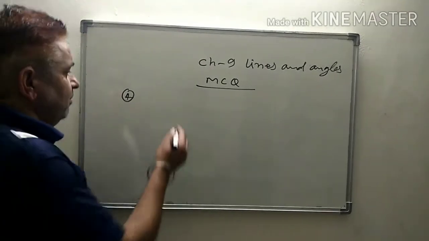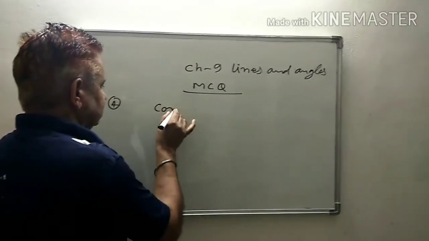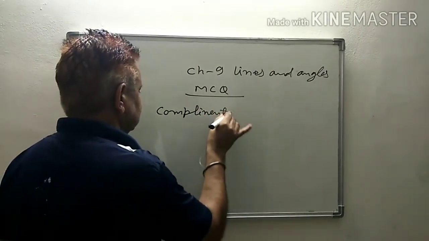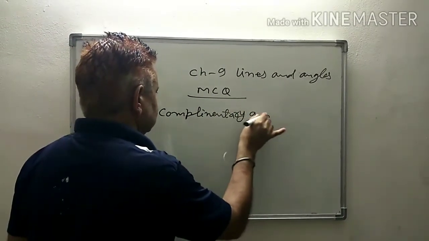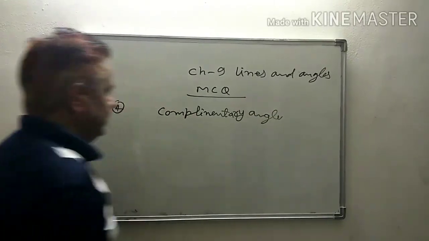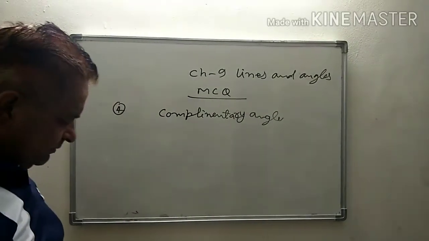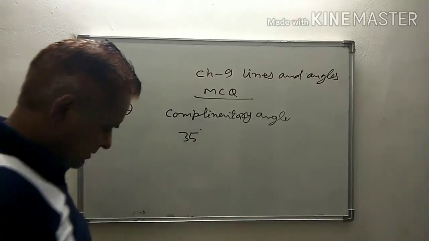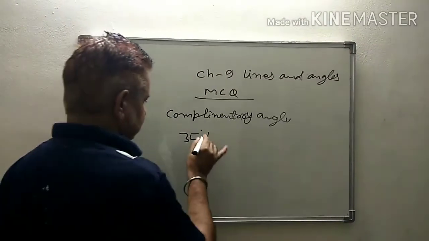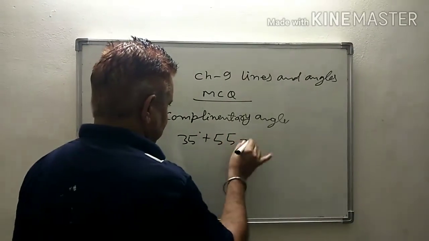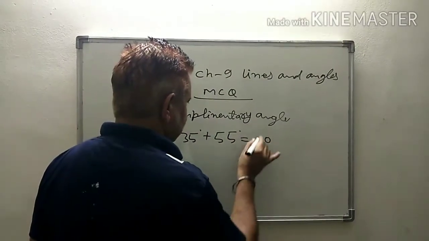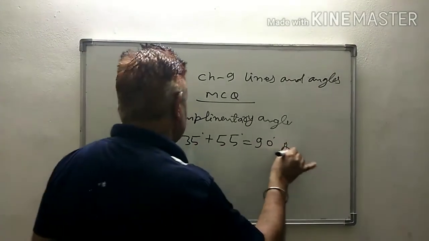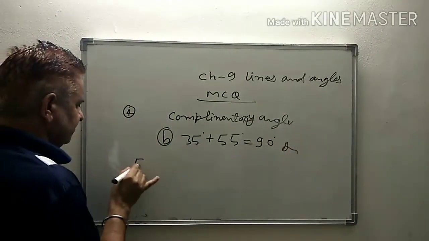You know about complementary angles. The sum of two complementary angles is 90 degrees. This is 35 and 55. 35 plus 55 is 90. So option B is the right answer, right?